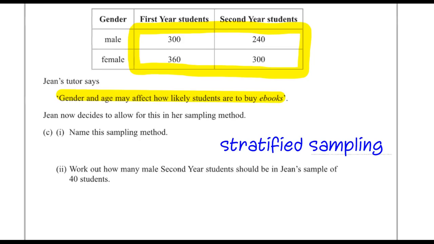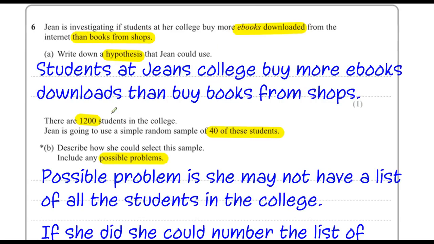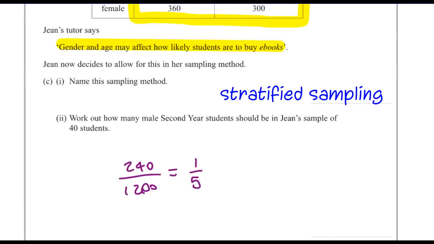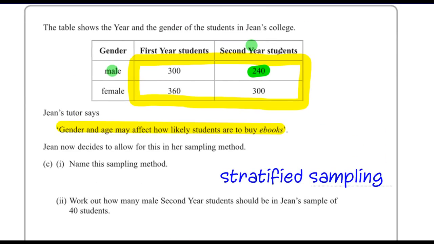So let's look at male and second year. Male second year, 240. Do you remember how many students were in the college? It was 1,200. So it's going to be 240 out of 1,200. If you put that in your calculator, it will tell you the fraction simplifies to 1 over 5, or 0.2 as a decimal. That's basically just dividing top and bottom by 240. So that means that out of all the students, we've got 1/5 going on here.